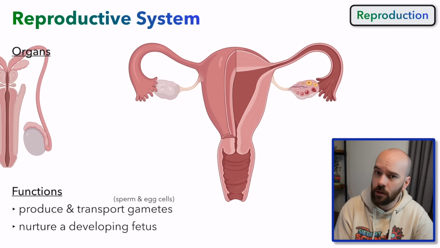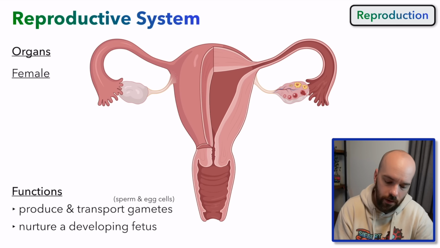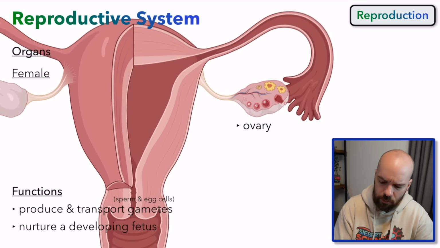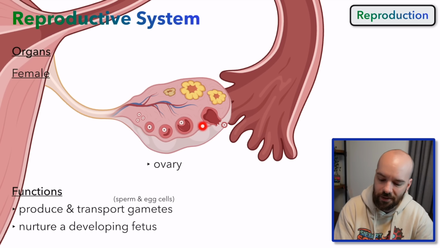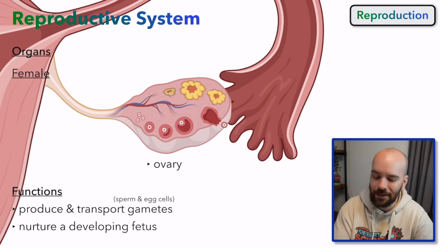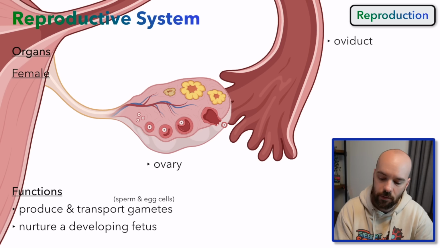The main organ here, the primary sex organ of the female reproductive system is the ovary. And the ovary, we can zoom in on it here and we can kind of see the process of the ovarian cycle, which we're not going to get into the details of in this video. But we've got an egg cell right there that's going to develop into a follicle, and then during ovulation, that egg cell is going to get released and it's going to get grabbed up by this oviduct, also known as the fallopian tube. So here we have the oviduct.